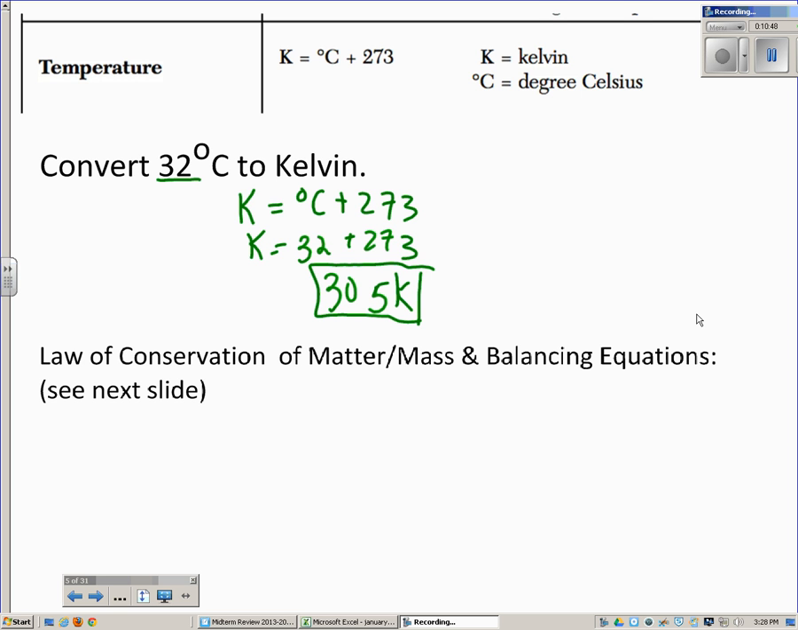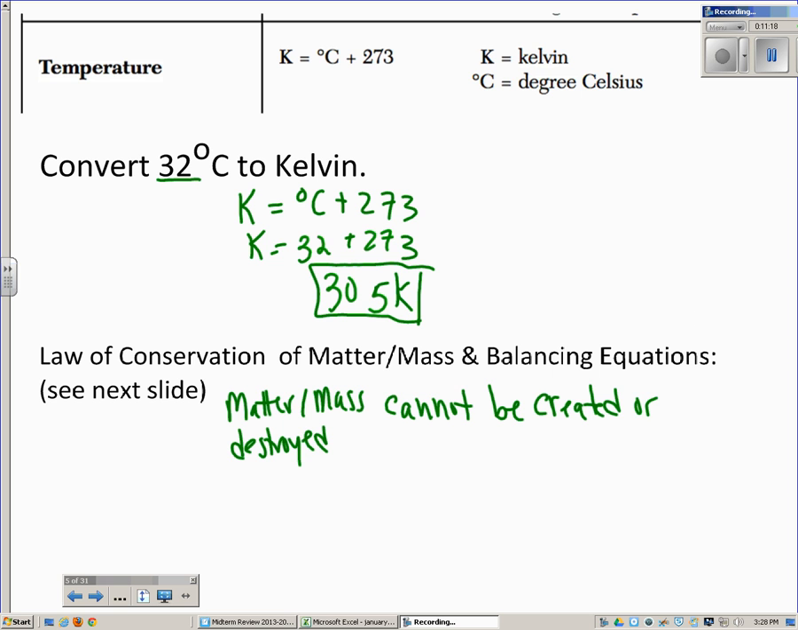Now, a little bit of theory. You need to know the law of conservation of mass and matter and how it relates to balancing equations. We're going to see two examples on the next slide. But remember, the law of conservation of mass or matter states that matter or mass cannot be created or destroyed. It can only change form. So we're going to see how this applies to balancing equations and to solving mass problems.